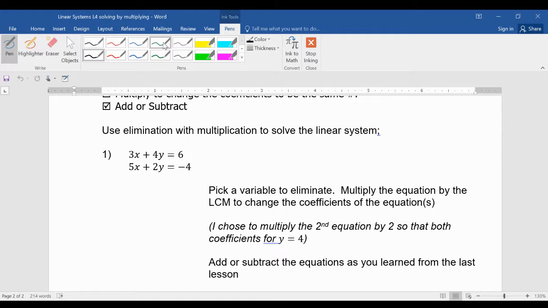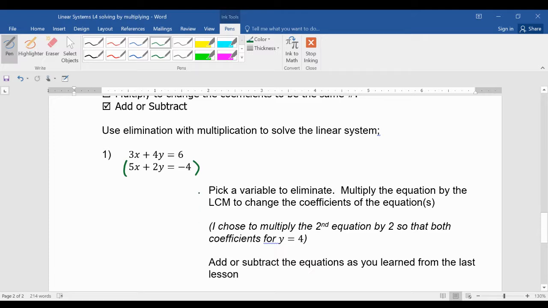Or maybe more efficiently, I can focus on the coefficients of y and their least common multiple being 4, which would require me only to multiply the bottom equation by 2, which will force that bottom coefficient for y to become 4, equal with the coefficient of y up above, 4 as well. And then I'll just be able to add or subtract as need be. So that's the method that I'm going to choose.